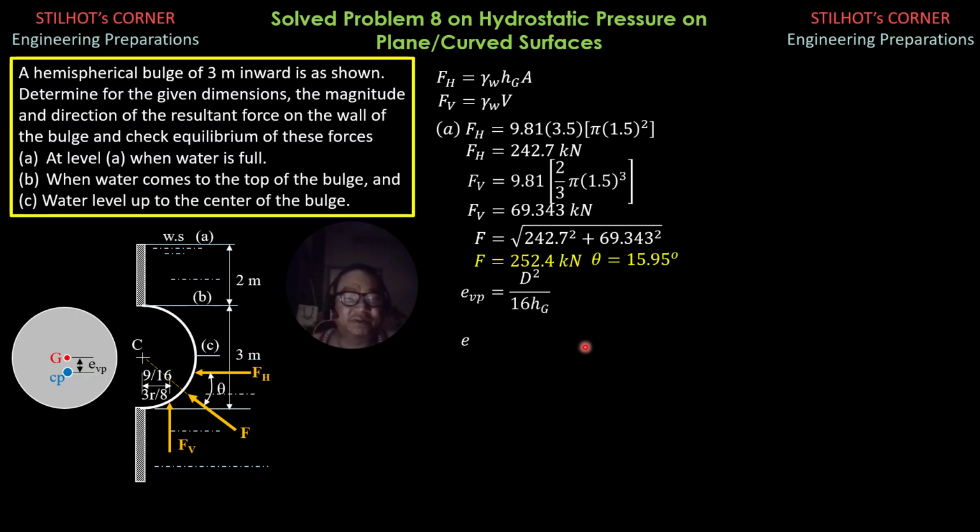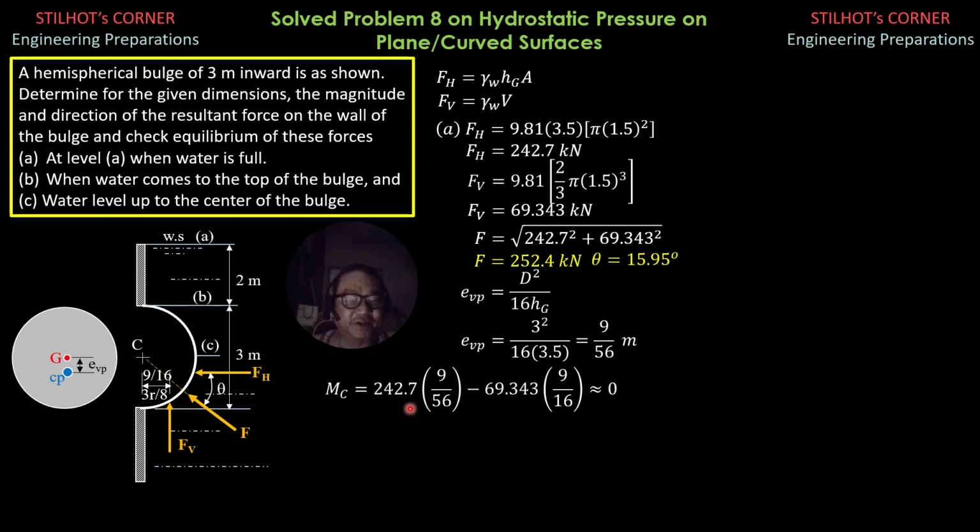So substitute 3 square over 16 times Hg, and Hg is 3.5, equals 9 over 56 meter, and we have 9 over 16. So moment about C, treating moment due to FH as clockwise positive: 242.7 times ESA VP, which is 9 over 56, minus FV 69.343 times 9 over 16. And that's almost zero. So that's okay. We already checked that these answers are correct.